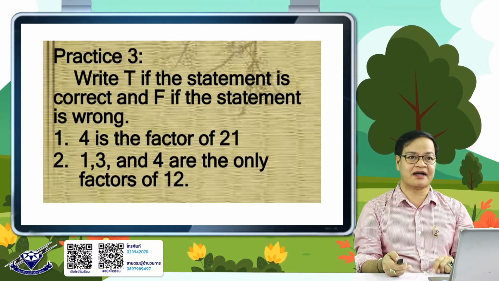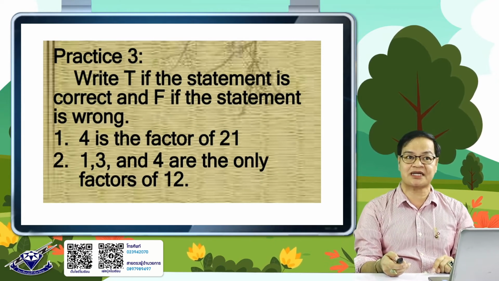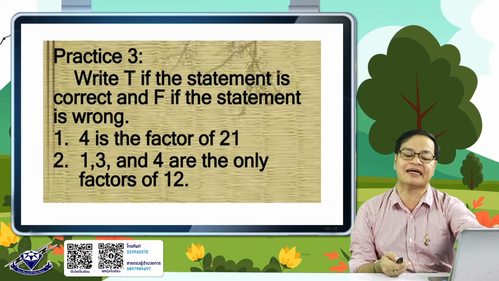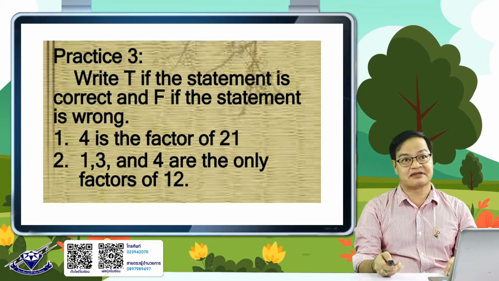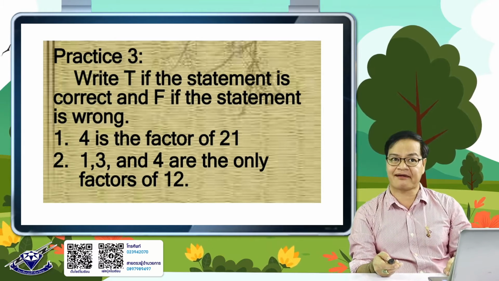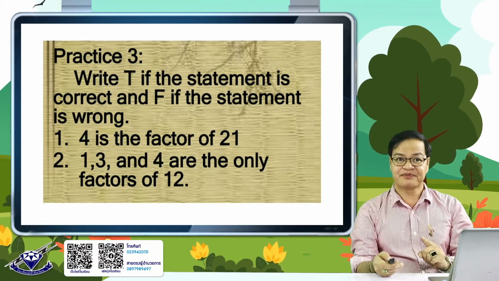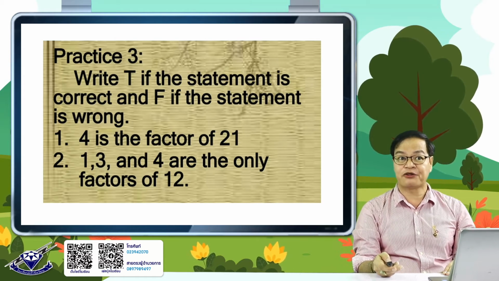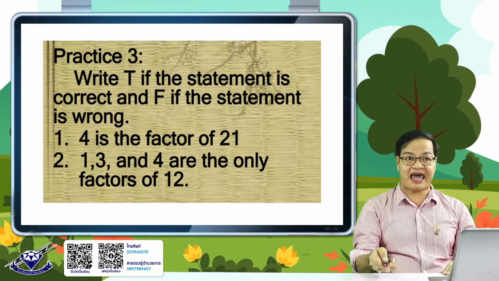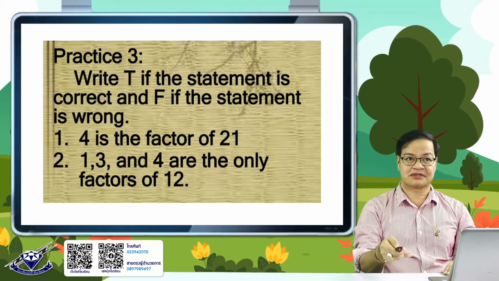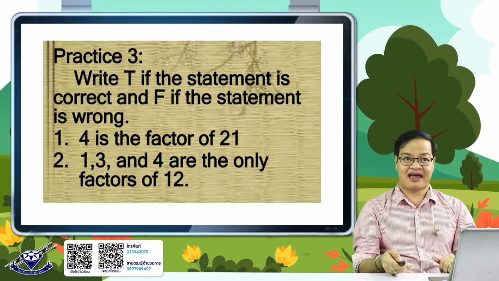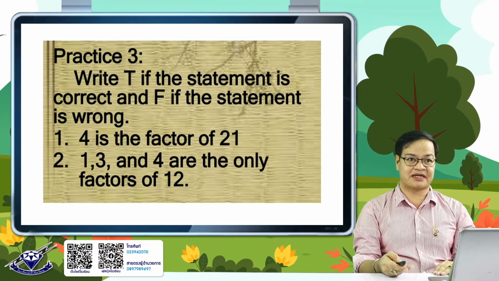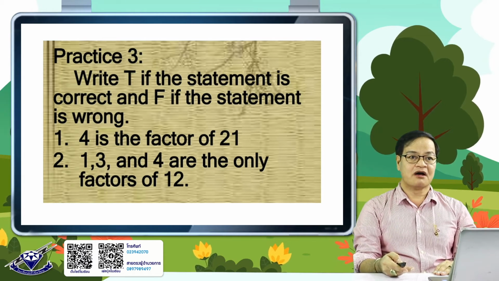Let's try this one. Let's have practice 3. This time, we are going to write T if the statement is correct and F if the statement is wrong. We say T, true. When you say F, false. Okay, T, okay. F, not okay. Okay, next, number 1.